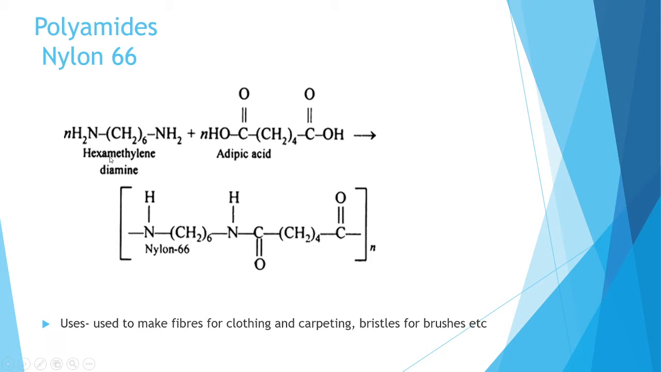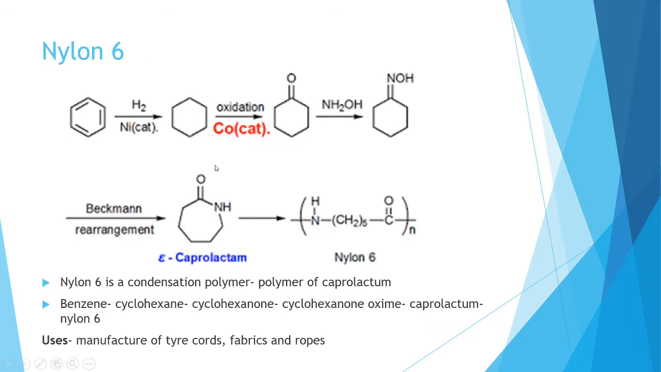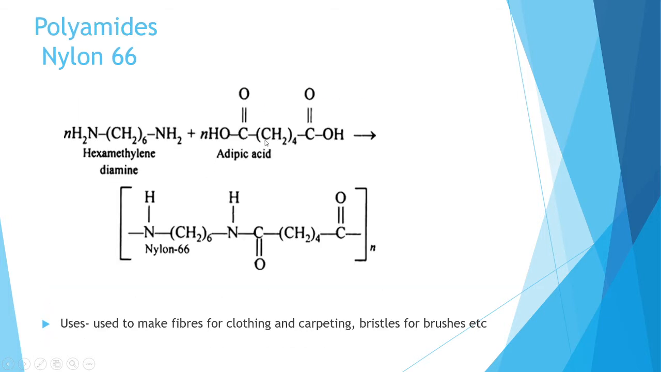This nylon 66 is synthesized by the condensation polymerization of hexamethylene diamine and adipic acid. In hexamethylene diamine, there are six methylene groups, or six carbon atoms, and in adipic acid also there are six carbon atoms. That is four from the methylene groups and two from the carboxylic acid groups. So the name is nylon 66. The first six from hexamethylene diamine and the next six from adipic acid. So it is named as nylon 66.